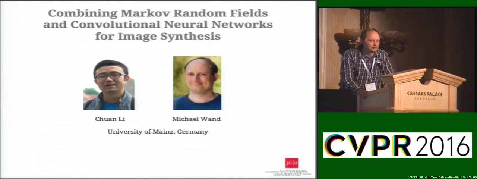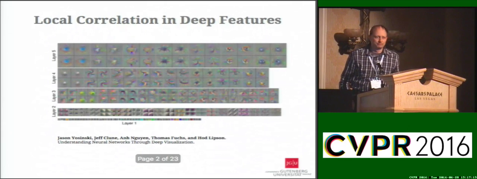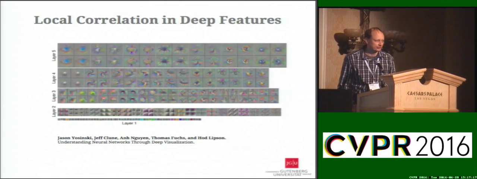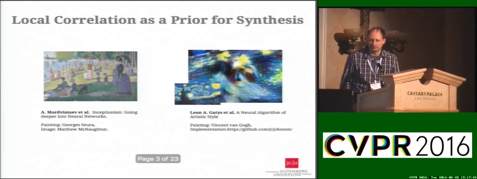Hello everyone. So this paper is about synthesizing images with deep neural networks, and I should emphasize that most of the credit should go to Chuan Li, but he unfortunately couldn't make it to the conference. Synthesizing images is at its core about imposing the right statistical correlations to a bunch of pixels, and we know that deep conv nets are really good at that.